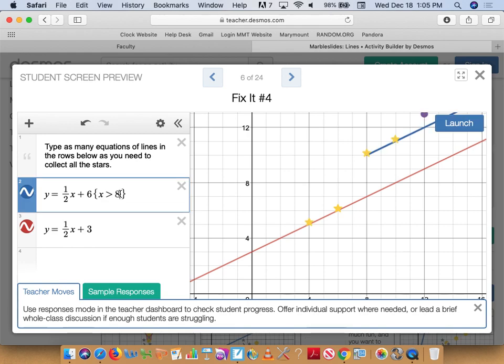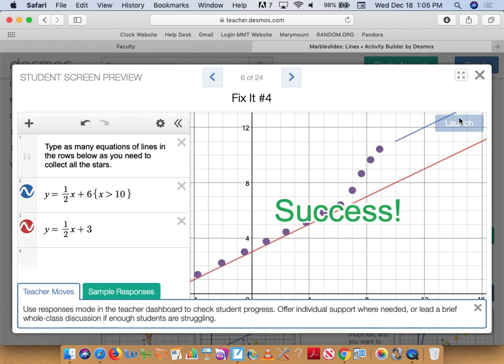I think I need to go back the other way. Okay. Try 10, because it's going over that one. I think I need to go back. Let's try 10. I think that would work. Oh my god. There you go.